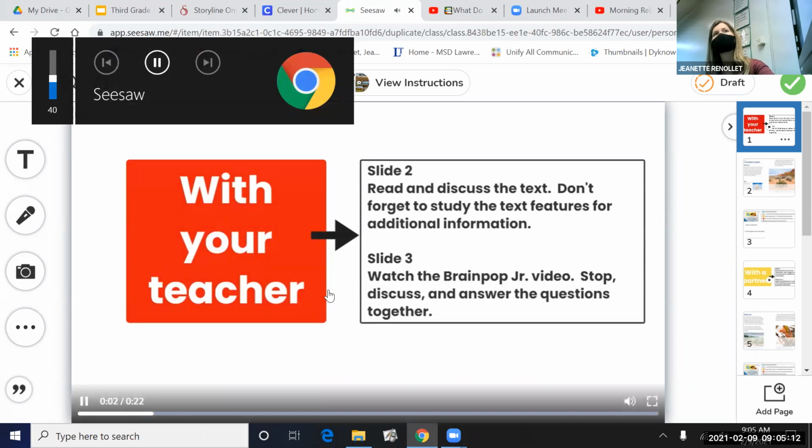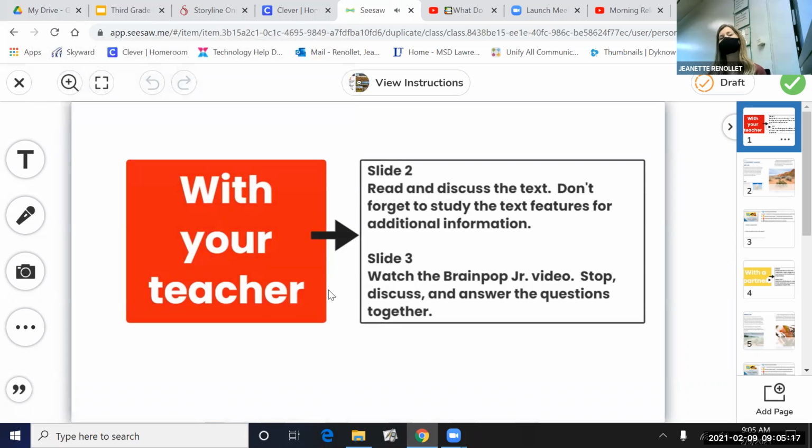On the next slide, with your teacher, you're going to read and discuss the text. Don't forget to study the text features for additional information you might find there. On the next slide, slide 3, you're going to watch the BrainPop Junior video. Stop and discuss the answer to the questions together along the way.